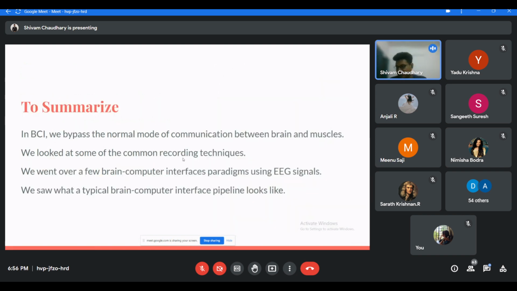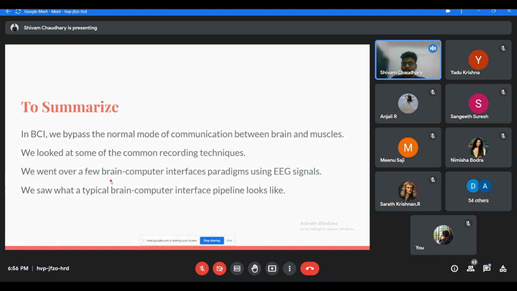Okay, so that is all for the presentation, and I will summarize what we talked about. In brain-computer interface, we bypass the normal mode of communication between the brain and the muscles. We implant electrodes, we take information, we decode it using machine learning, and then we move something. We looked at some of the common recording techniques, that is ECoG, EEG, EMG.